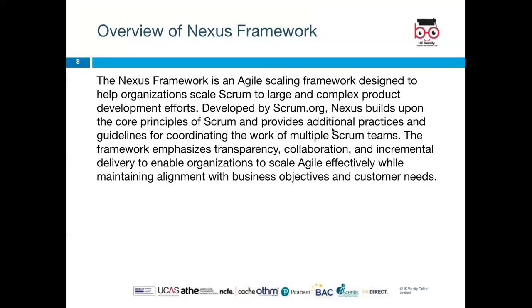Nexus builds upon the core principles of Scrum and provides additional practices and guidelines for coordinating the work of multiple Scrum teams. The framework emphasizes transparency, collaboration, and incremental delivery to enable organizations to scale agile effectively while maintaining alignment with business objectives and customer needs.